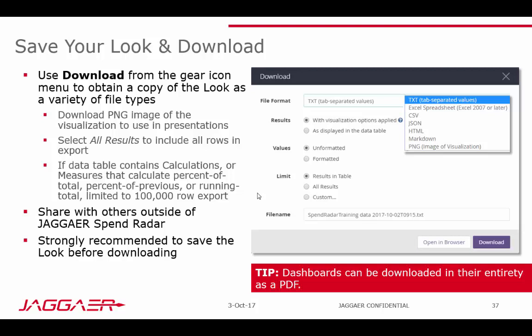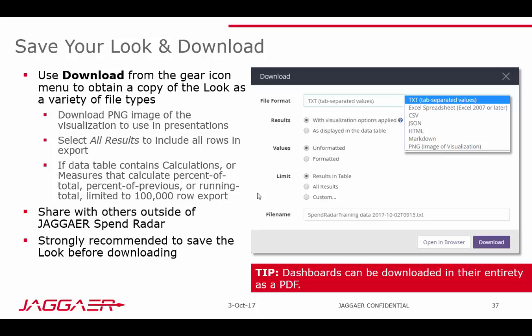There are some exceptions to the All Results option. If your data table contains calculations or measures that calculate percent of total, percent of previous, or running total, you're limited to only 100,000 rows in your export.